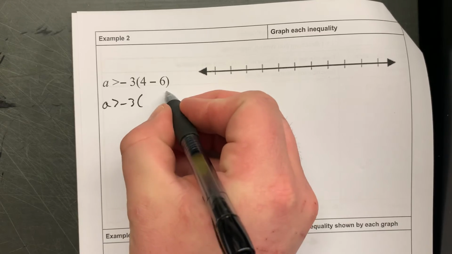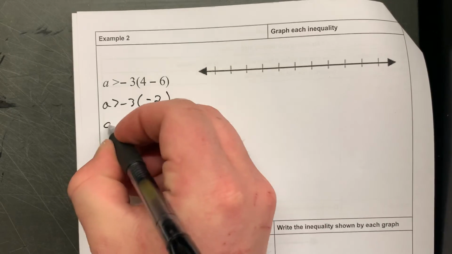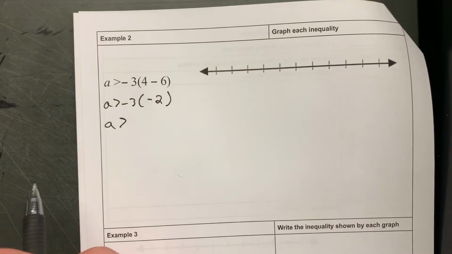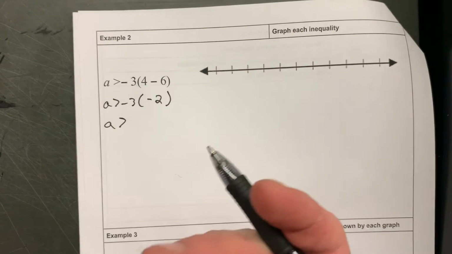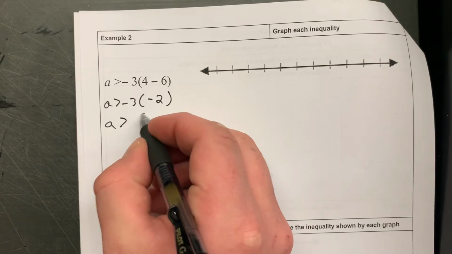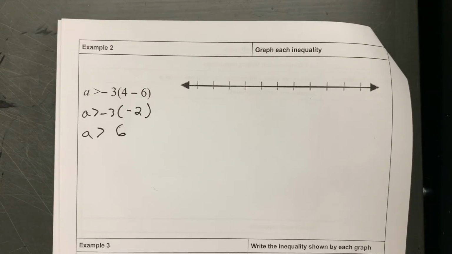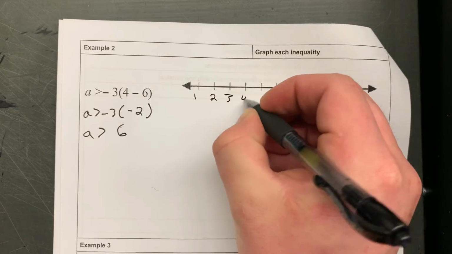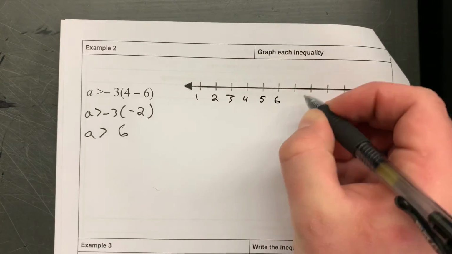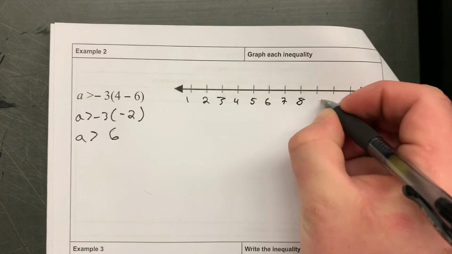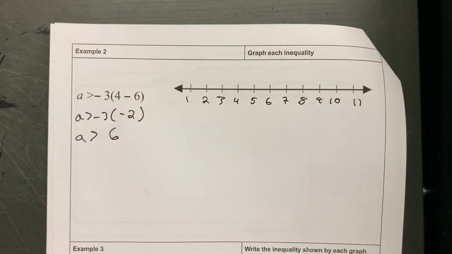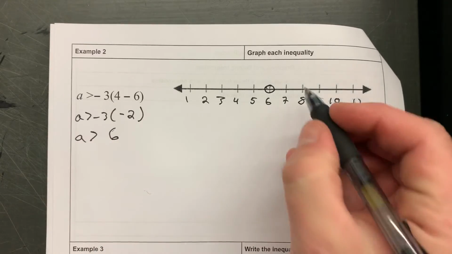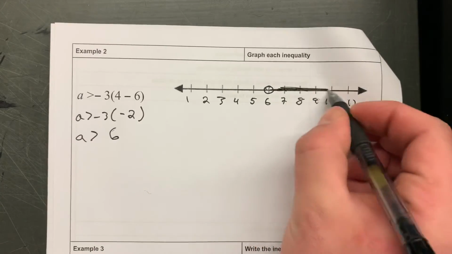4 minus 6 gives me a value of -2. -3 times -2. I have two negatives multiplied by each other, so they're going to give me a positive value. 3 times 2 is 6. So I know that I can write this out on my number line like this. It's an open circle. My a is greater than 6, so all the numbers greater than 6.